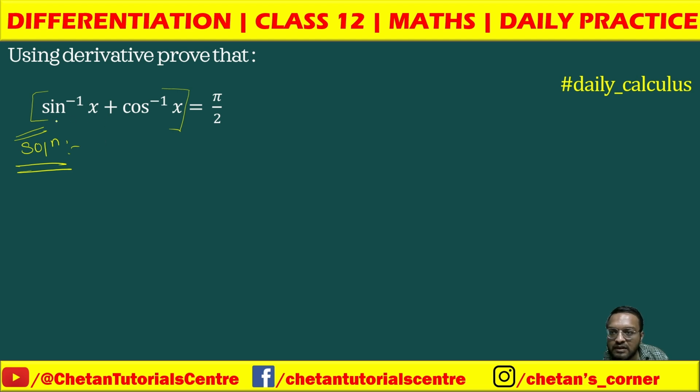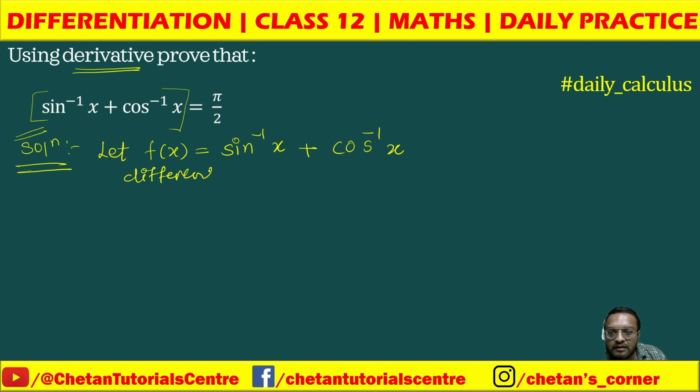First, I will assume sine inverse of x plus cos inverse of x is a function of x. So let f of x be equal to sine inverse of x plus cos inverse of x. Now we have to use the derivatives concept to prove this relation. So what we will do? We will differentiate the above function with respect to x.